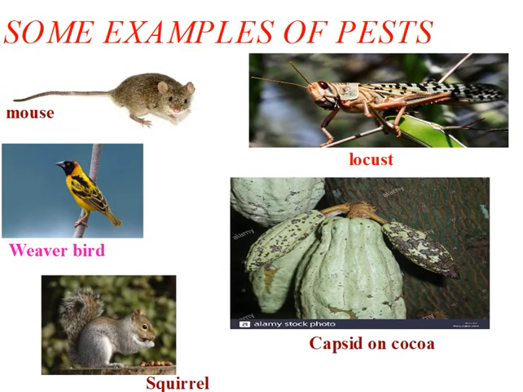Let's look at a few examples of pests. I have here a mouse, a locust, a weaver bird, a squirrel, and then a capsid on cocoa fruits.